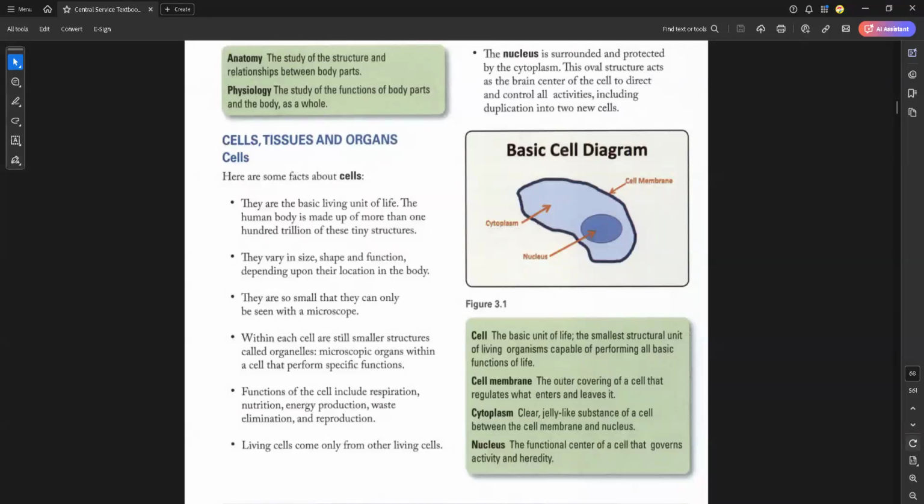Director, can you highlight shape and function for me? Yes, correct. Thank you. Shape and function.